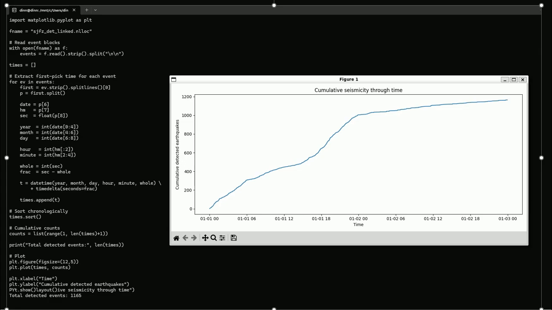This plot shows the cumulative number of associated earthquakes through time. The horizontal axis represents time, while the vertical axis represents the cumulative number of detected earthquakes. In other words, each point shows the total number of earthquakes detected up to that moment. This is one of the most important catalogue-level diagnostics in seismology because the slope of the curve directly reflects the earthquake occurrence rate. Steep segments indicate that many earthquakes occurred within a relatively short period of time.